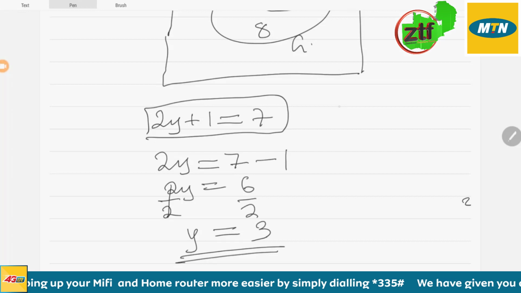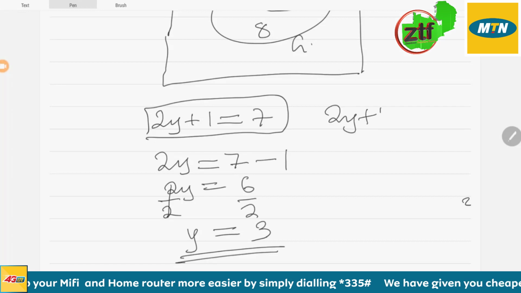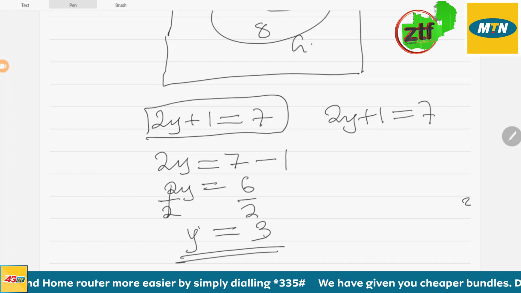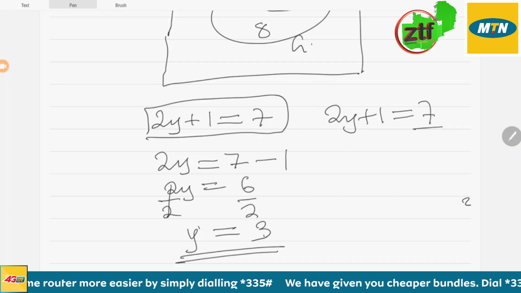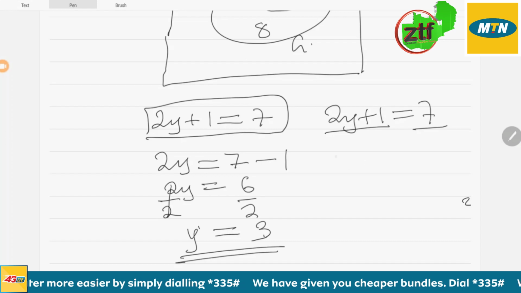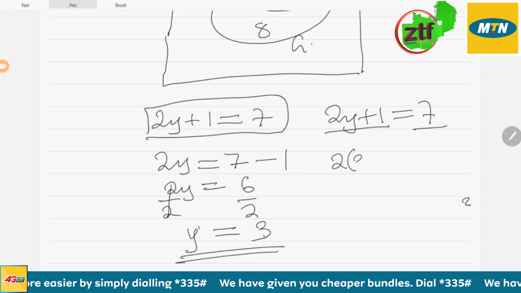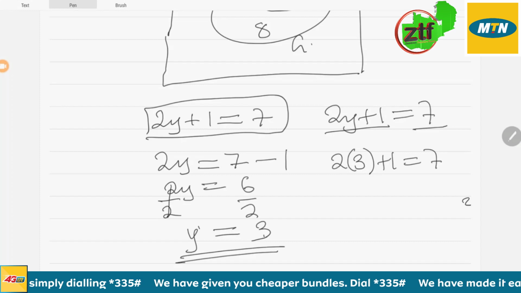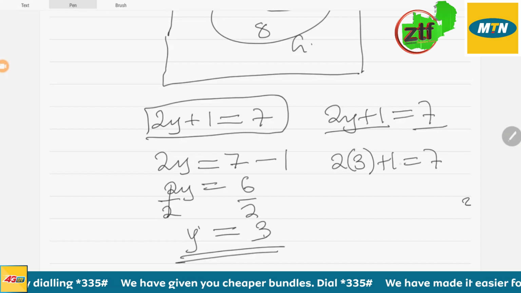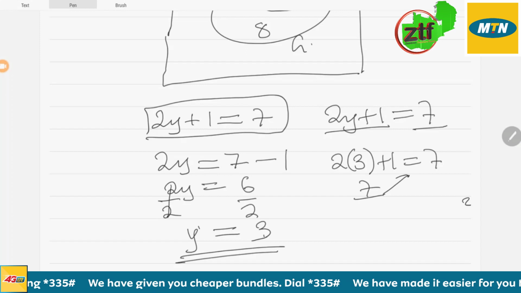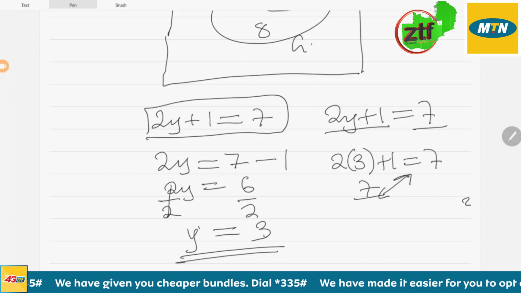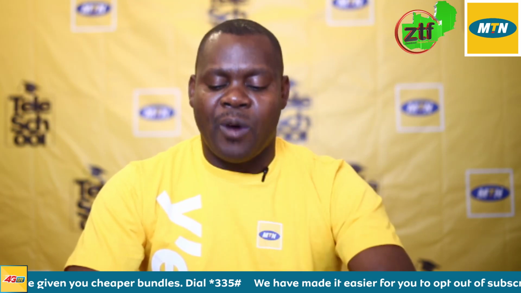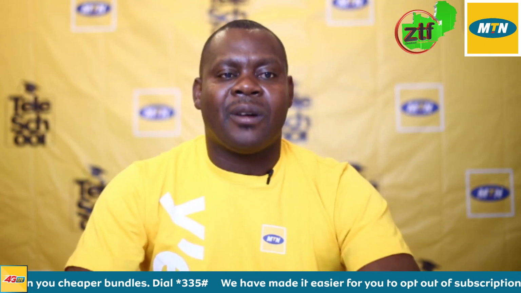So the equation is 2y plus 1 equals 7, and we have found the value of y to be 3, and we want to see if this side equals this side. So 2 and 3 there plus 1 equals 7. If we multiply 2 by 3, that's 6 plus 1, then we're going to find the 7 that is on the right hand side. So that gives you confidence that the value of y that you have found is correct.